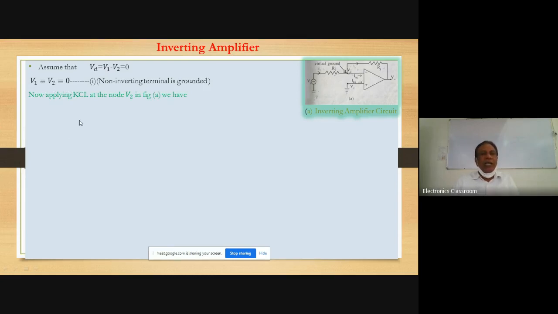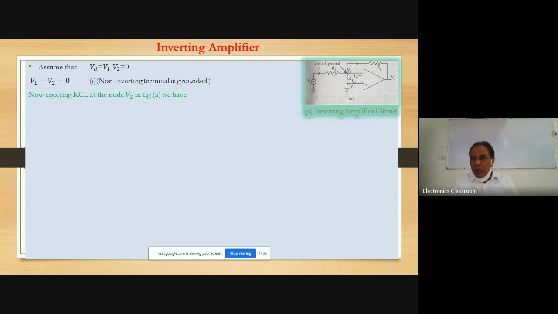Then we can apply the KCL. KCL means Kirchhoff's current law. What is Kirchhoff's current law? Current entering at the junction is equal to current leaving the junction. Which is the junction? V2 is a junction. We can look at this. V2 is a junction. I1 is the current flowing towards this junction point through Ri. IB2 is a current flowing out of the junction towards the operational amplifier. Then IF means feedback current, which is flowing through the feedback resistor towards the output.